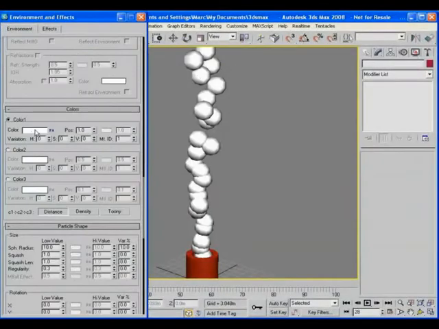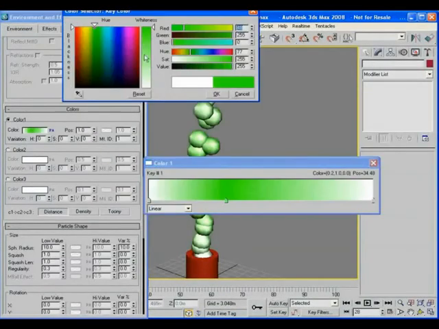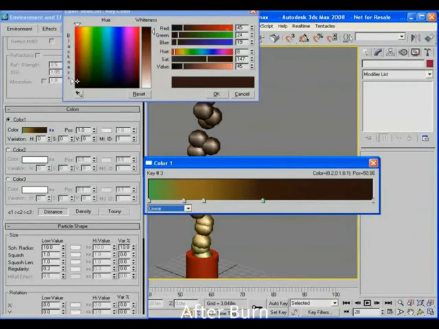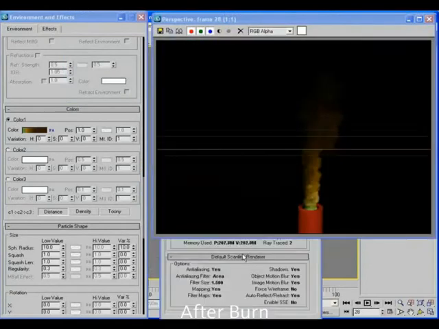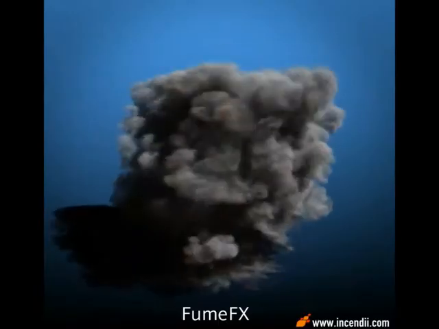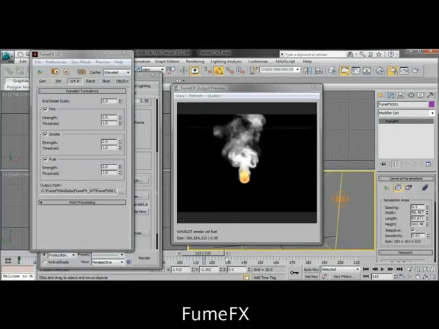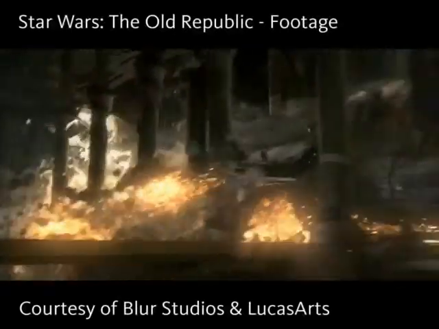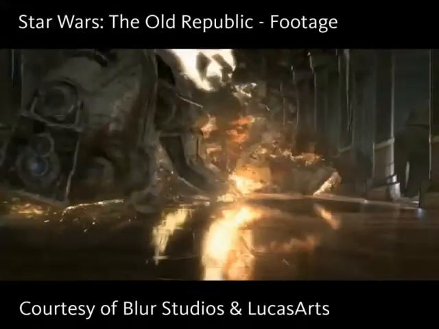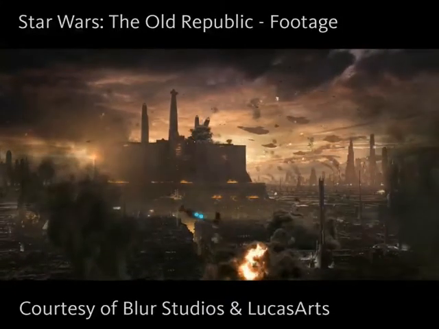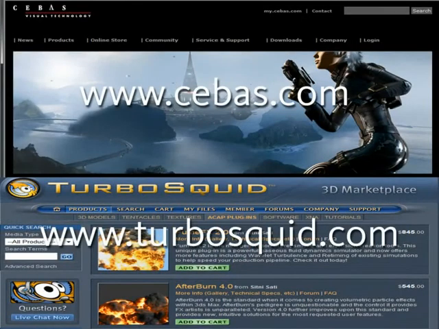Turbosquid also offers two very popular plugins for particle effects. Afterburn is a volumetric particle shader that can be used with any particle systems to make them look like fire and smoke. Fume FX, on the other hand, is a fluid dynamics engine designed for simulating and rendering of realistic fire, smoke, explosions, and other gaseous phenomena. Both tools are developed by Sitni Sati and are used on many movies that you have seen this year. Again, those plugins are found at Cebas and Turbosquid and are not included in the suite.